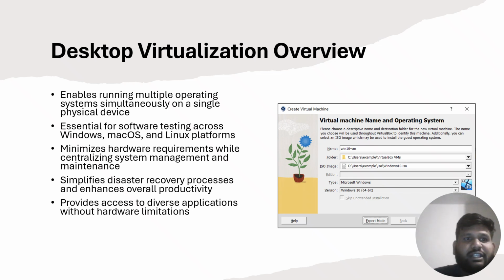Now, moving to the next slide, the desktop virtualization overview. Desktop virtualization is a technology that allows users to run multiple operating systems on a single physical device. This approach is beneficial for testing and development and provides flexibility in accessing different applications. For instance, developers often use virtualization to test software across Windows, Mac, and Linux. It also helps organizations save costs by reducing hardware requirements and centralizing management. Desktop virtualization simplifies disaster recovery and boosts productivity, making it a valuable tool for modern computing needs.